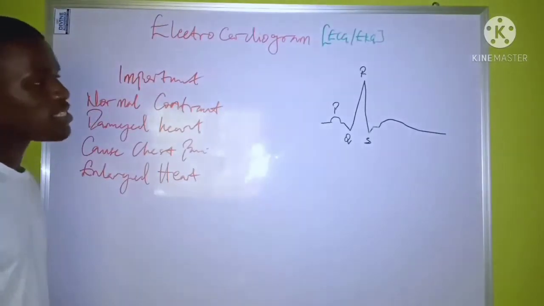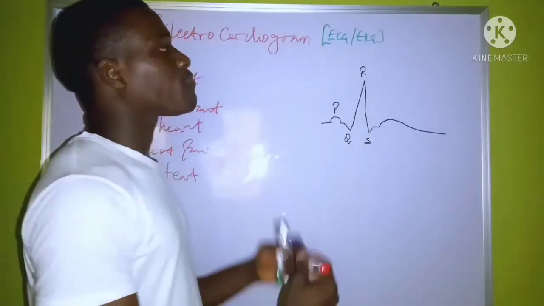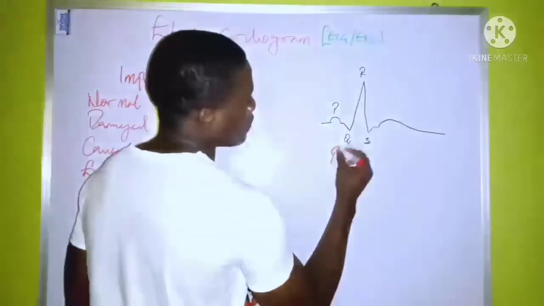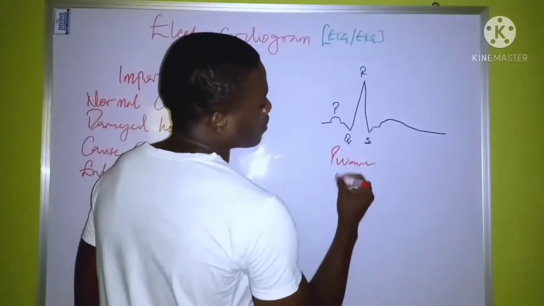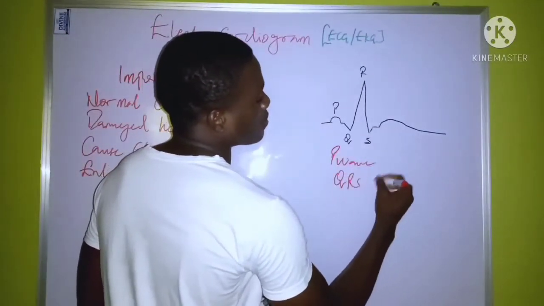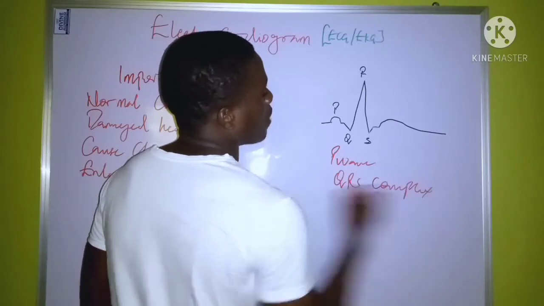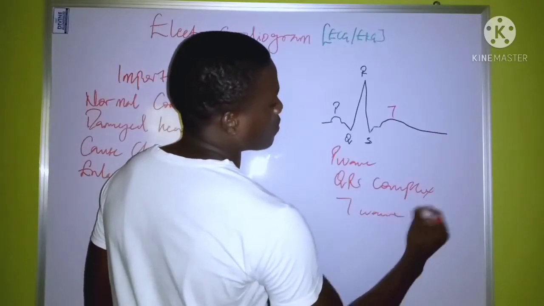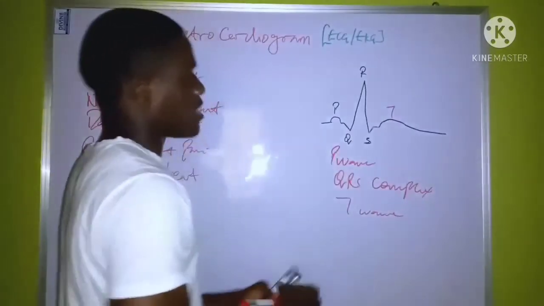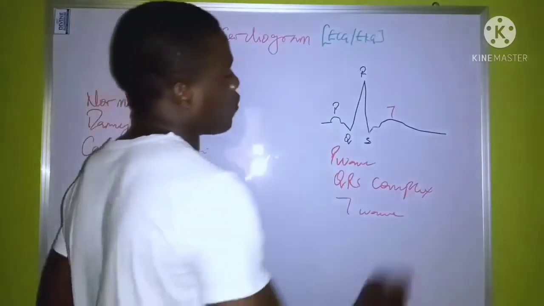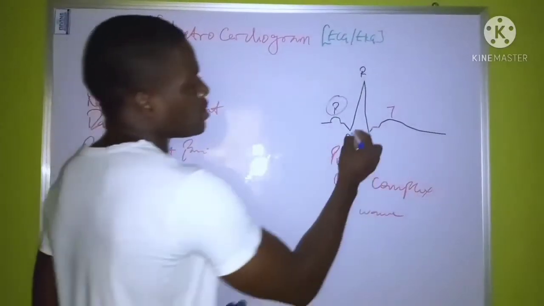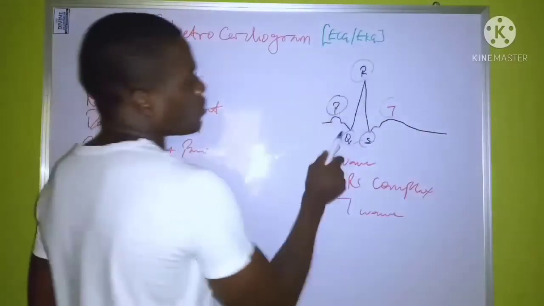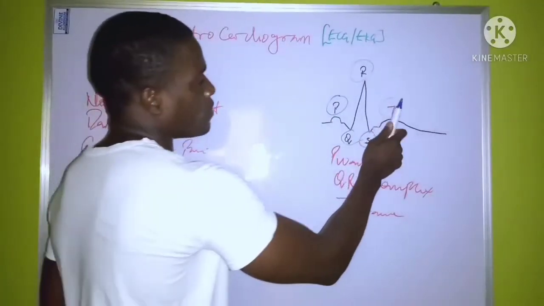Now talking about the ECG, a normal ECG has three waves, which are the P wave, the QRS complex, and lastly the T wave. From the diagram here we can see the waves occurring within an ECG: one, two, three. So the P wave, the QRS complex, and then lastly the T wave.